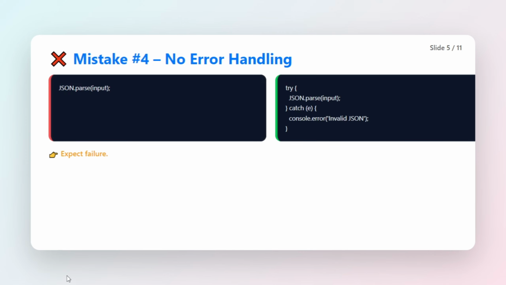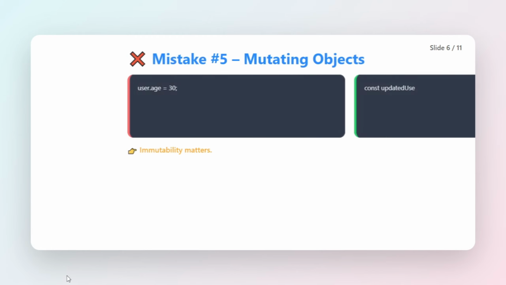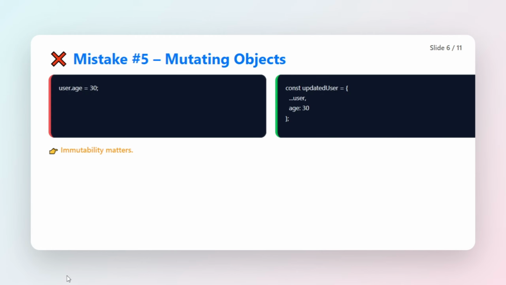Mutating objects and state in JavaScript. Now let's talk about a mistake that looks harmless but causes a lot of hidden bugs. Mutating objects directly. This is especially common with junior developers because JavaScript doesn't stop you. It lets you do it. And that's the problem. Look at the example. We write user.age equals 30. Simple, clean, and it works.